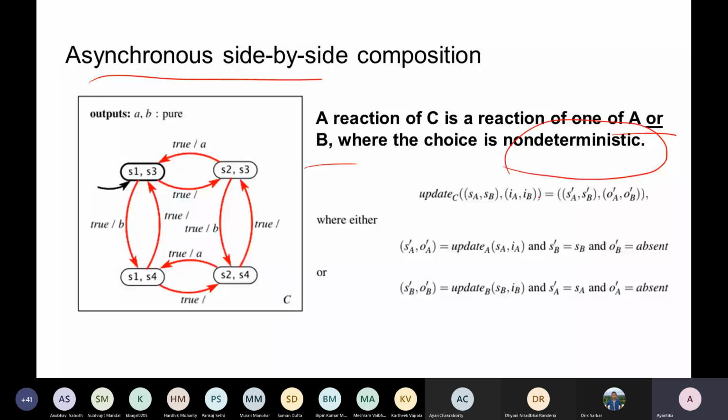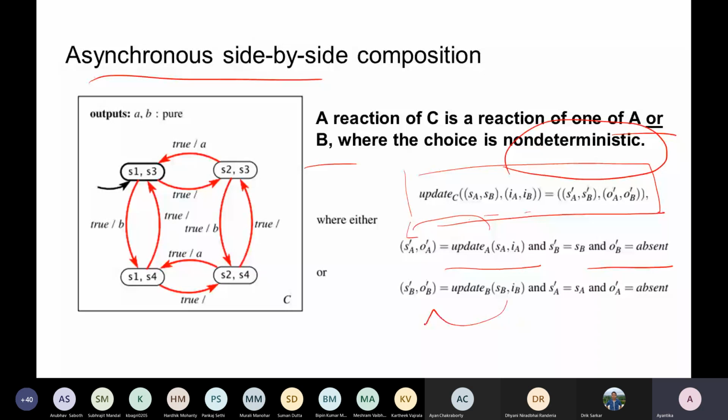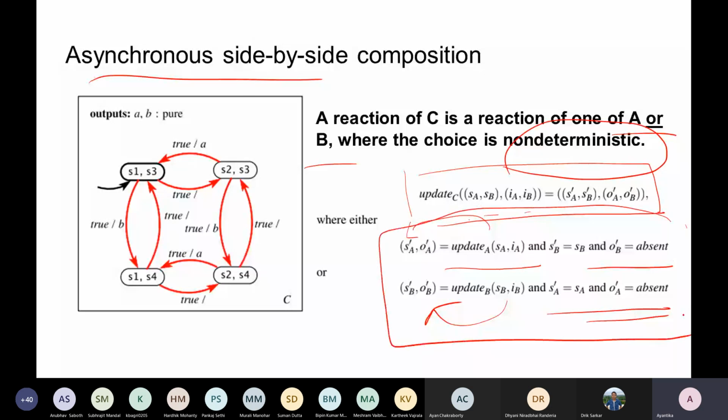That's why you can see how we are defining this update condition is the same. In each case, it is dependent on the states and inputs. But when they are related, we are just thinking that once we are updating SA and IA based on IA, and we are getting the states and outputs, either OB dash is absent, or if we are updating this one, OA dash is absent. So this is the basic difference. This part is the basic difference with the synchronous condition.